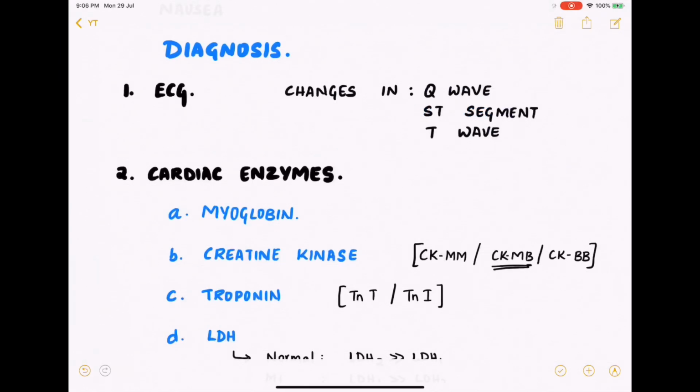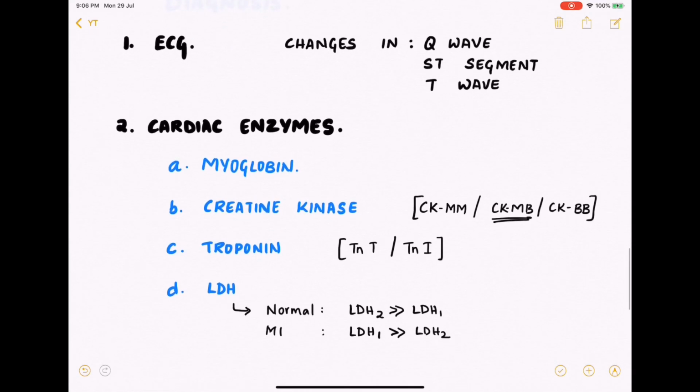Talking about the diagnosis, first we have the ECG, where we see changes in the Q wave, ST segment, and the T wave. Next, we can look at the cardiac enzyme levels in the serum. The first one is myoglobin. Myoglobin is the first enzyme to rise in the serum and also is the first enzyme to go back to its normal level. But the problem with this is that this is not specific to MI.